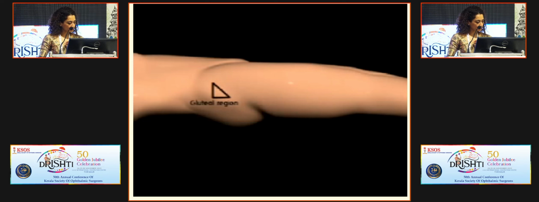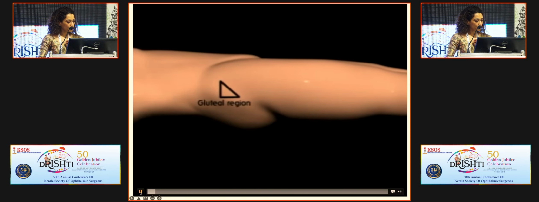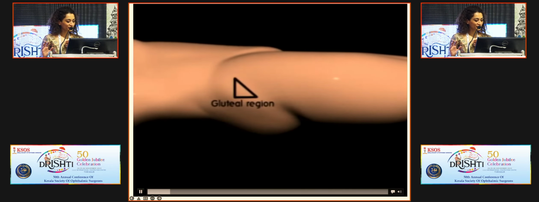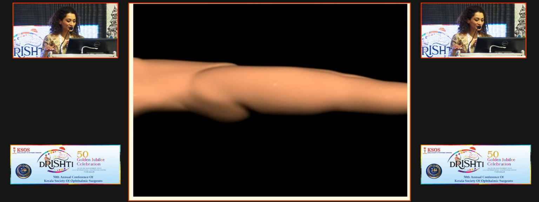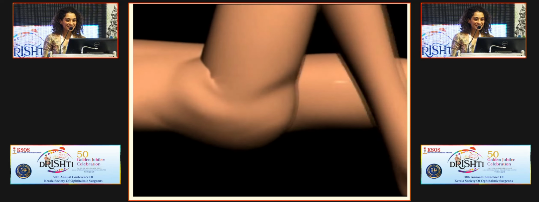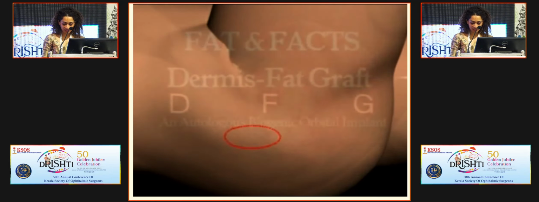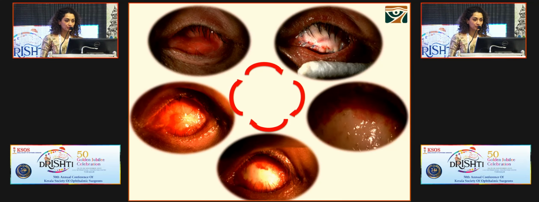Yeah, so let me see whether it quickly... Okay, so this is the gluteal region, my favorite region. I work on my glutes also. So this is where I take it from. So this is how it goes. So a dermis fat graft, initially it looks white and then it conjunctivalizes. So a new conjunctiva, a new surface, is growing over it. And this is how it looks.